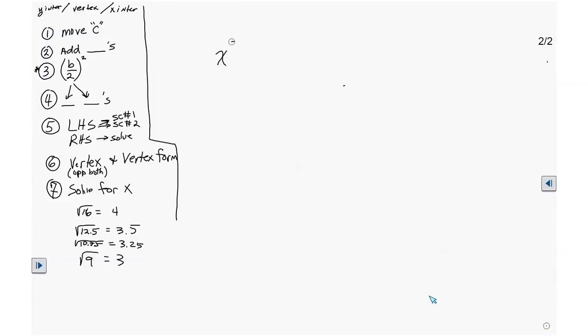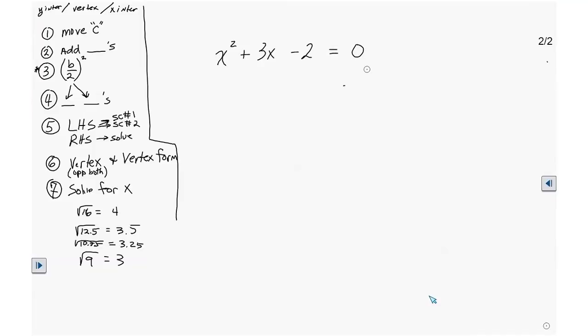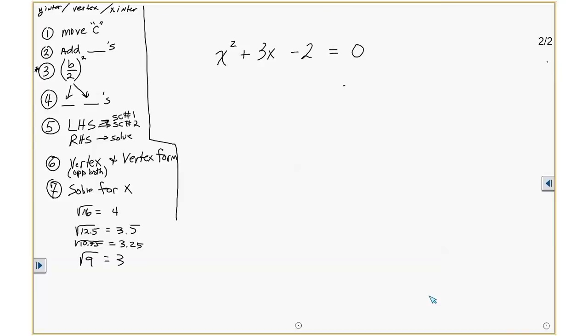X squared plus 3x minus 2 is equal to 0. Go ahead and write your y-intercept down. And I will tell you this, we do not use decimals with completing the square. So that means you quit? Yep, pretty much. Because that means you can't use a decimal, you have to use what? And what does that mean? You quit. Yep.